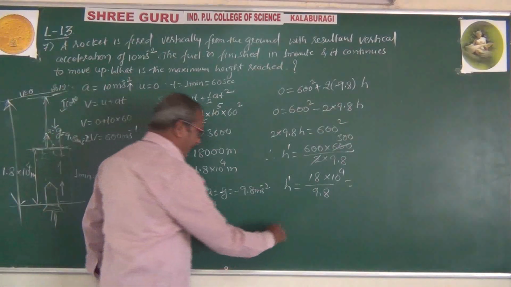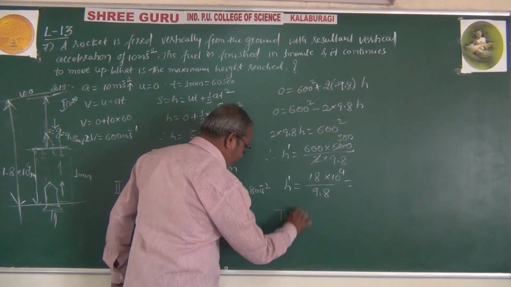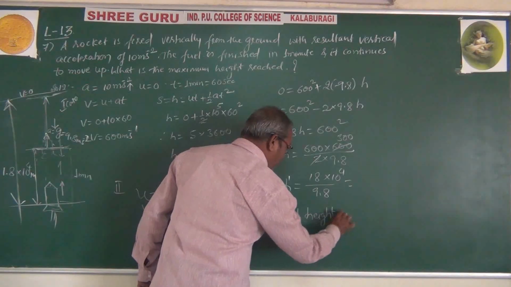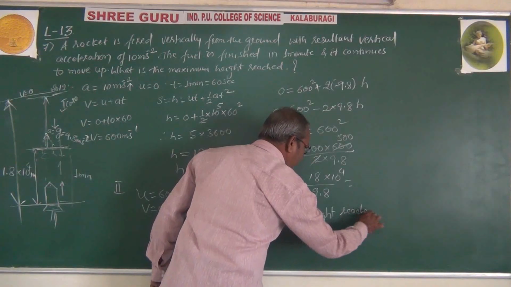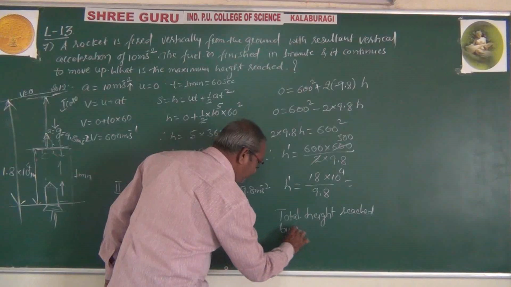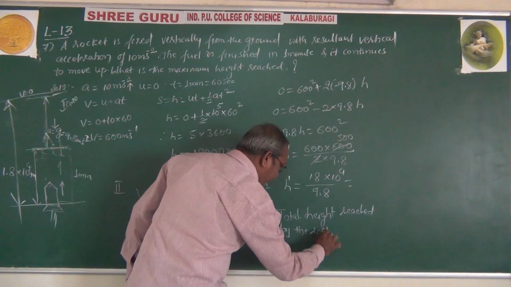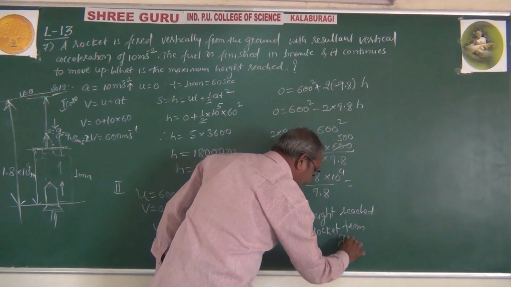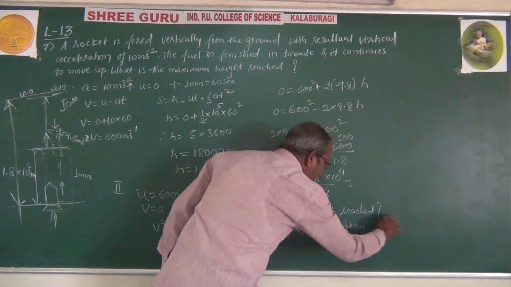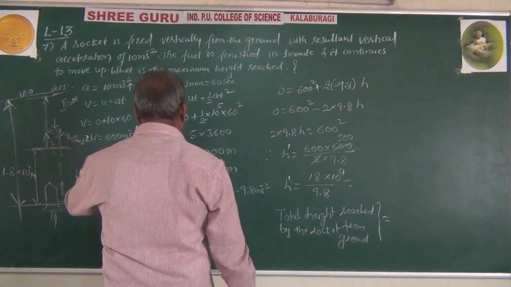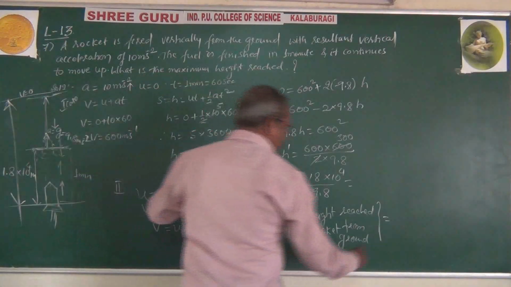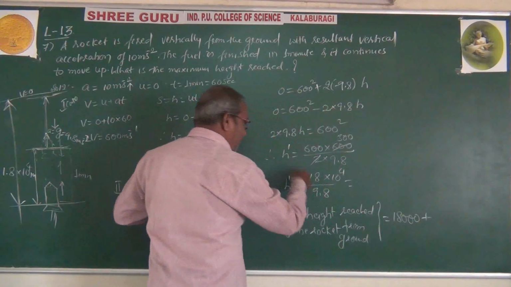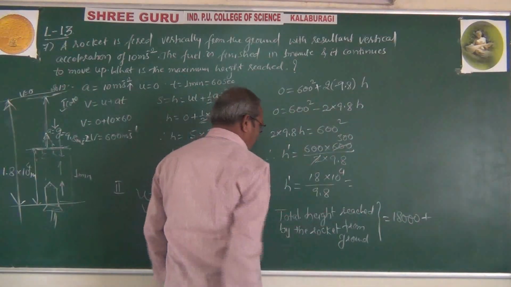So the total height reached by the rocket from the ground is equal to what you already have here, 18,000 meters, plus what you have to get here, which you have to calculate.